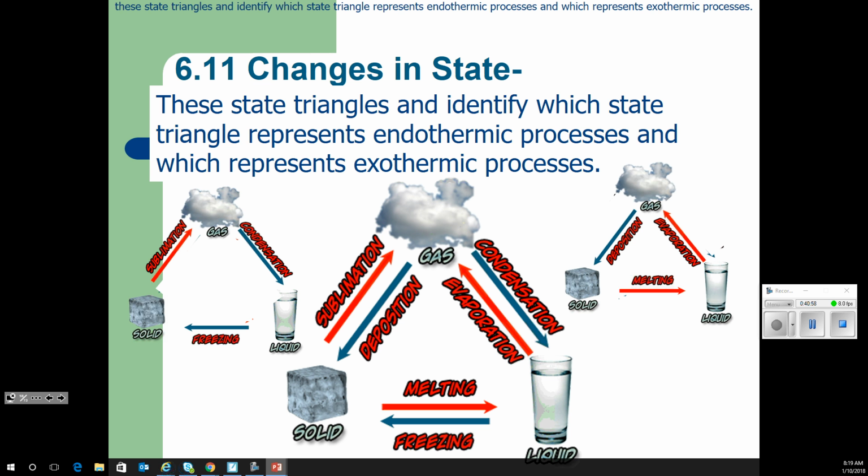Going back and forth depending on if we're increasing or decreasing heat, we either freeze or melt between a solid and liquid. From a solid to a gas, same thing: we've got what's called sublimation and deposition. These are probably words you haven't heard before. You might have heard sublimation, but not deposition. Sublimation is when I go from a solid directly to a gas. Deposition is when I go from a gas directly to a solid.